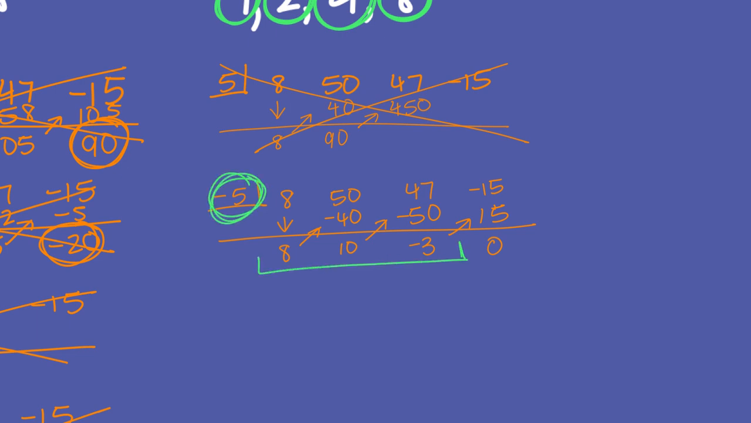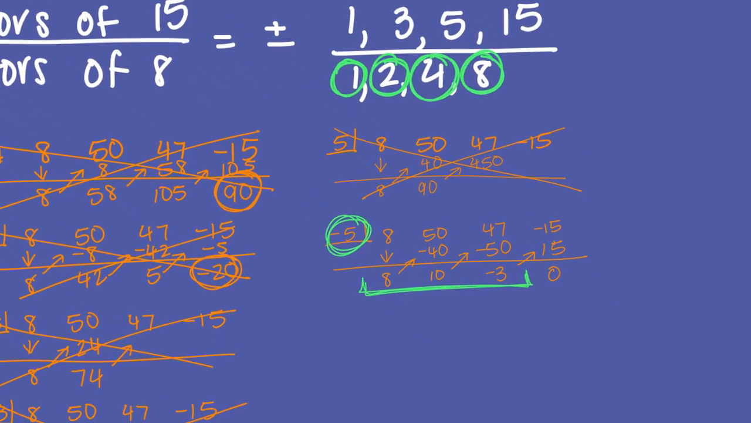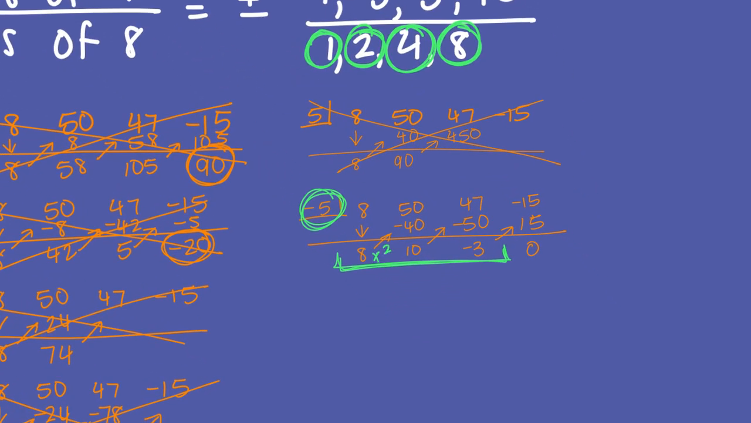Okay, now what am I going to do next? I'm going to go ahead and take my quotient. Keep in mind we started with an x cubed, so that means I'm going to have x squared and x. Now I have to determine, can I factor this?